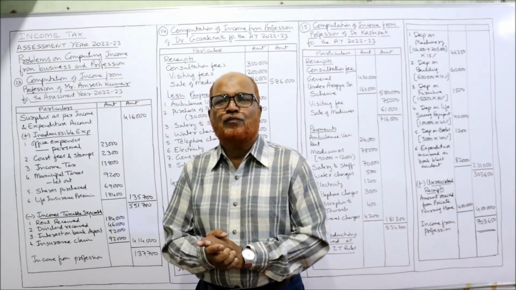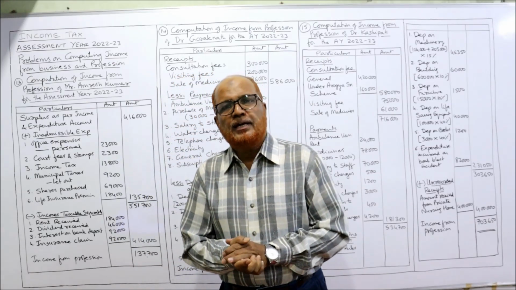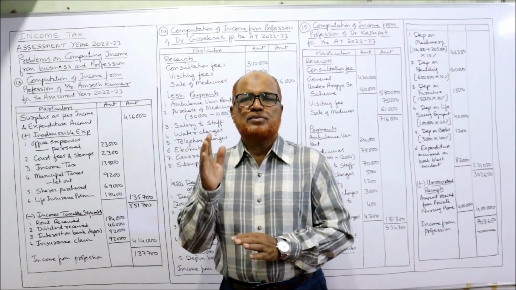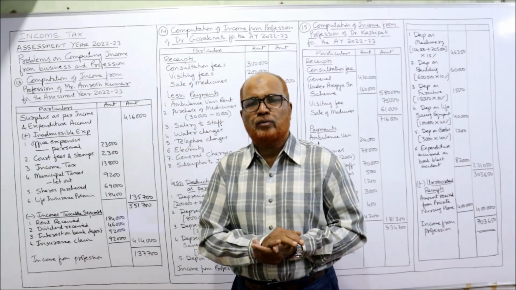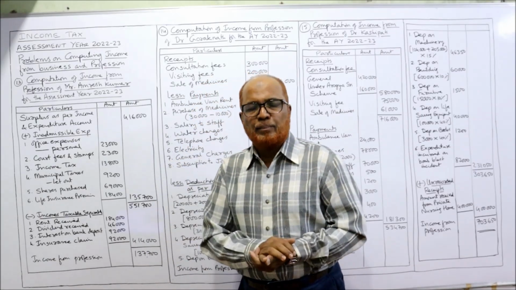I'm Hasham. So far I've completed 12 problems on computing the income from business or profession. In this video, I'm going to explain 3 more problems: 13, 14, 15. There are 2 models in computing the income from business or profession.